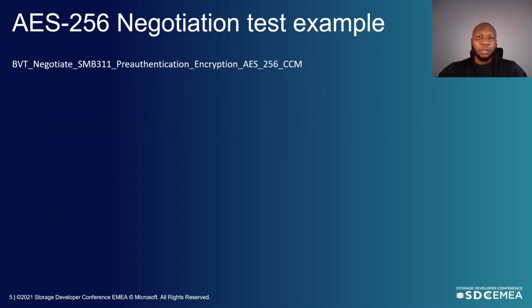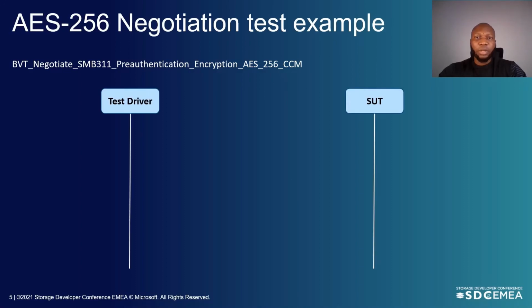Let's take a look at an AES-256 negotiation test to get a feel for the test cases. The test we'll discuss is the negotiate test, the BVT negotiate SMB 311 pre-authentication encryption AES-256 CCM test. This test requires a setup with a test driver and an SUT. The first step is to establish a connection from the test driver to the SUT.